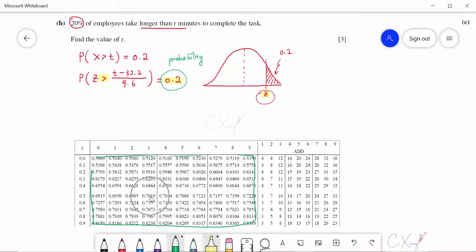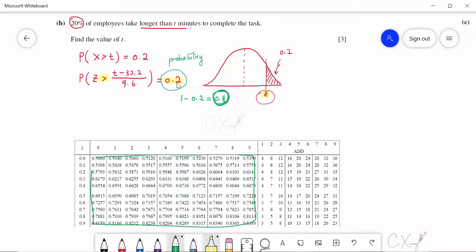All the values provided in the formula booklet should be more than 0.5. The smallest value is 0.5, and then you're getting larger and larger until 0.9999. So how can I get the exact value for 0.2? For this case, you just take 1 minus 0.2. We use the complement area, so 1 minus 0.2 gives 0.8. Instead of 0.2, we are looking at 0.8 to get the exact value.